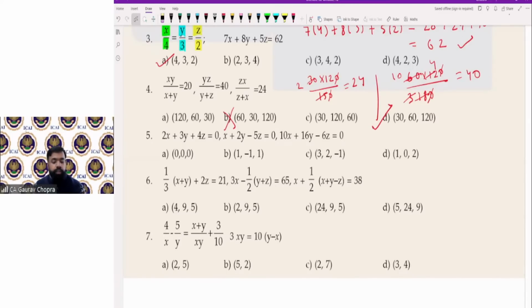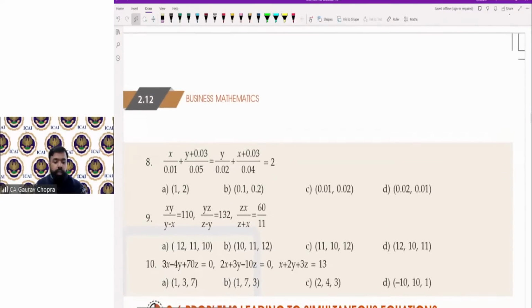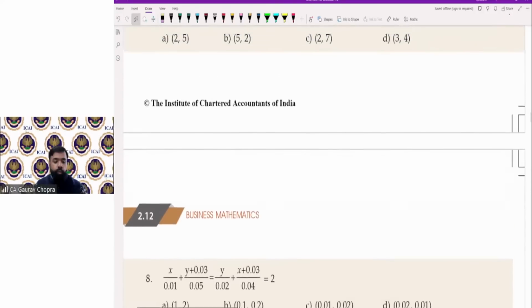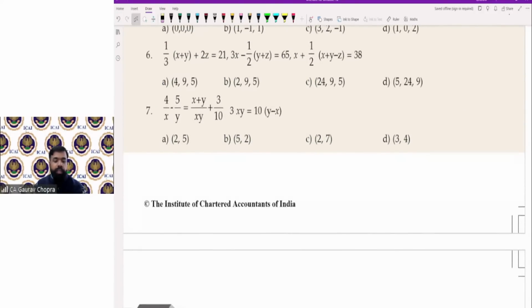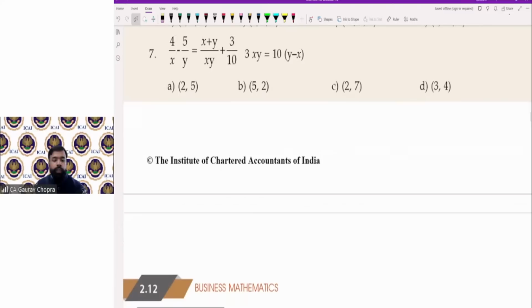Now again, 5, 6, 7, all these are similar. Now you can try each and every one with the options. So let's try the 7th now. You have to do question number 7 now. Try the 7th and let me know which is the correct option.